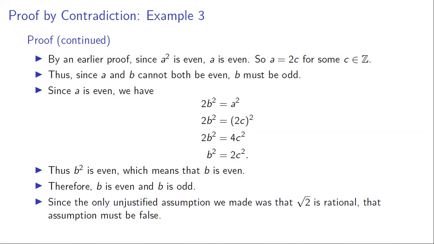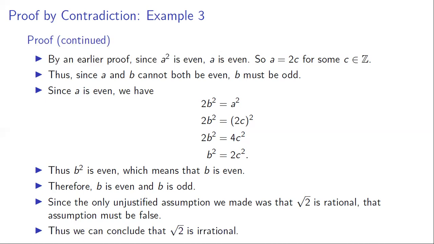That cannot be true. Now, what led to this contradiction? The only unjustified assumption we made was that the square root of 2 is rational. That's the only unjustified assumption we made. Everything else was perfectly logical, perfectly reasonable. Clear logic should not lead to something that's false. If it does, that means we made a mistake along the way. The only thing that was not justified was our initial assumption. Since that assumption led to something definitely false, that assumption must be false.